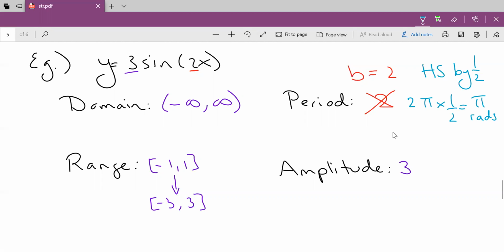If you wanted to use that little formula that I gave you, you would say this. Period is 2 pi over b. Period is 2 pi over 2. Period is pi radians. And do you see how we end up with the exact same answer? So 2 little quick ways to do that.